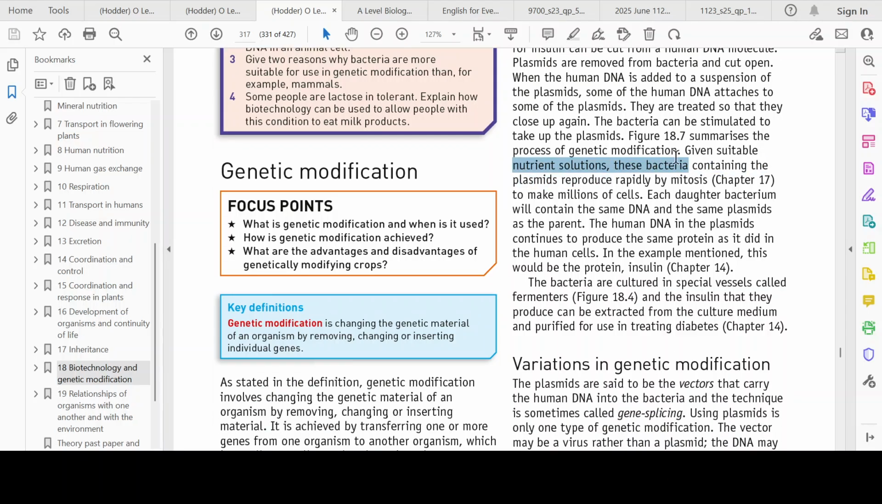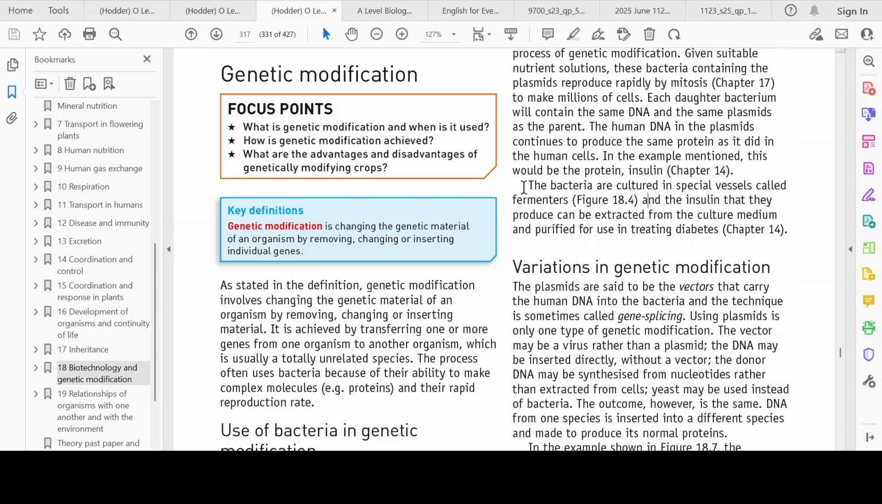Given suitable nutrient solutions, these bacteria containing the plasmids reproduce rapidly by mitosis to make millions of cells. Each daughter bacterium will contain the same DNA as the parent, and so that DNA that you introduced initially is going to be present in all the cells that replicate, right? And so all of them are going to produce the protein that is coded for by the gene that you introduced, right? An example again being insulin. And this is also done in fermenters, and the product is extracted and purified and all of that, right? What we just said.